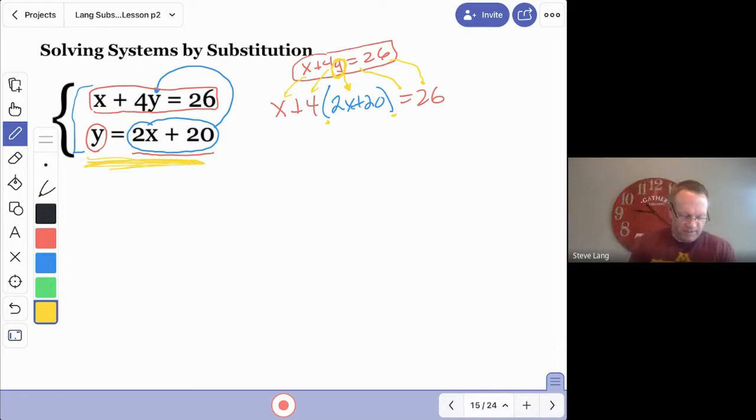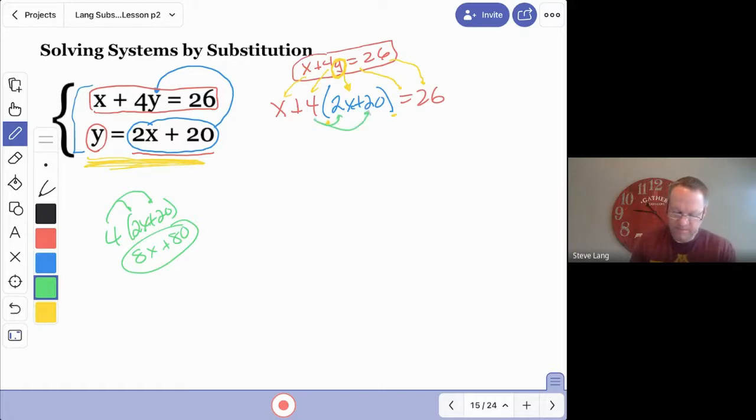Now, from the last thing we did first trimester, we know what to do when we have a problem like this, right? A number outside of parentheses, we're supposed to distribute. So 4 times 2x would be 8x, and 4 times 20 would be 80. So I'm going to do that over here. I'm going to distribute these. The x is going to stay there on the outside because that's not part of this. 4 times 2 is 8x, and 4 times 20 is 80.